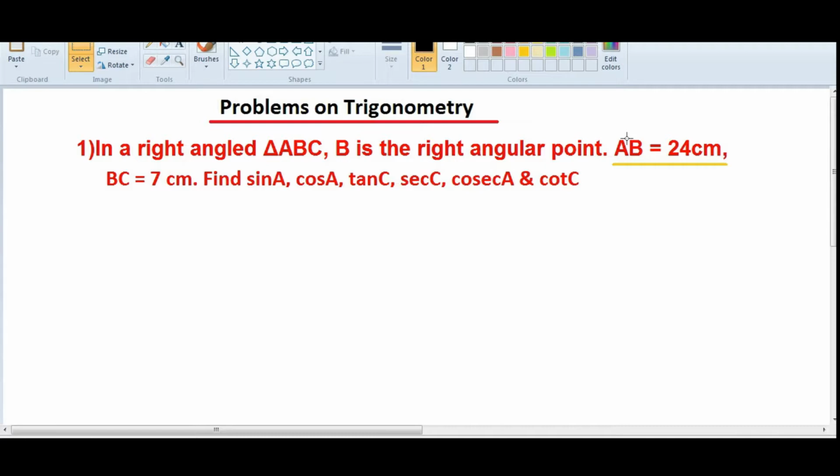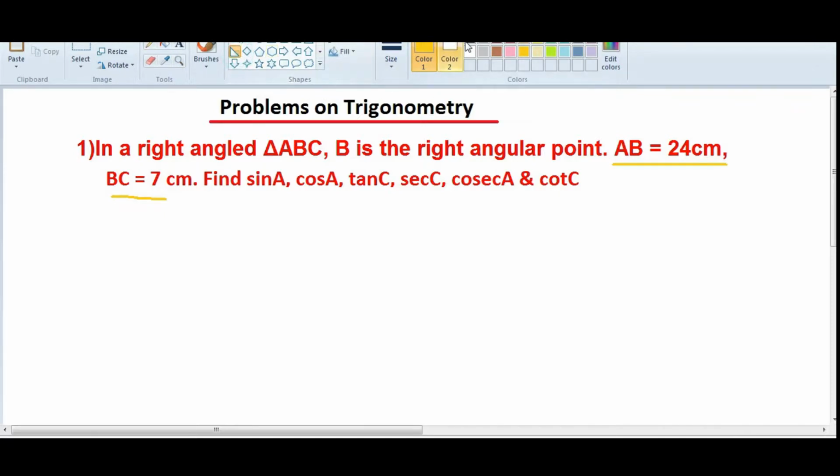So in our last lecture we have discussed the basic concepts of trigonometry, and today we will do some problems in order to know how to use those formulas, those values and those identities to evaluate the problems. So in our first problem you can see over here we are given a right angle triangle and B is the right angular point, and we have given two sides AB equals to 24 centimeter and BC equals to 7 centimeter. So we have to find these trigonometric ratios.